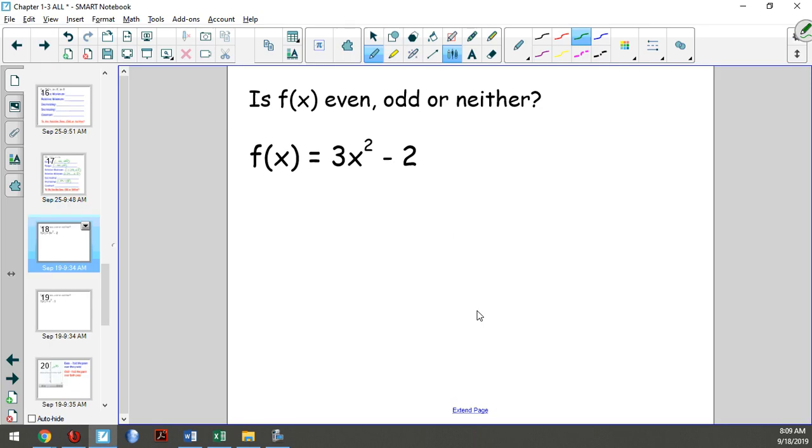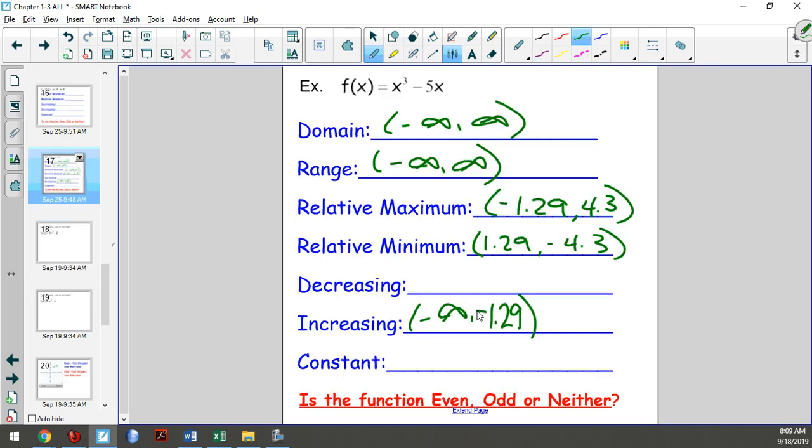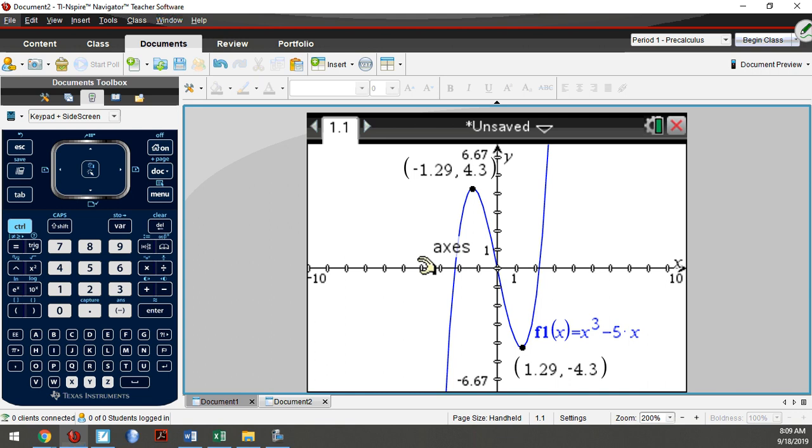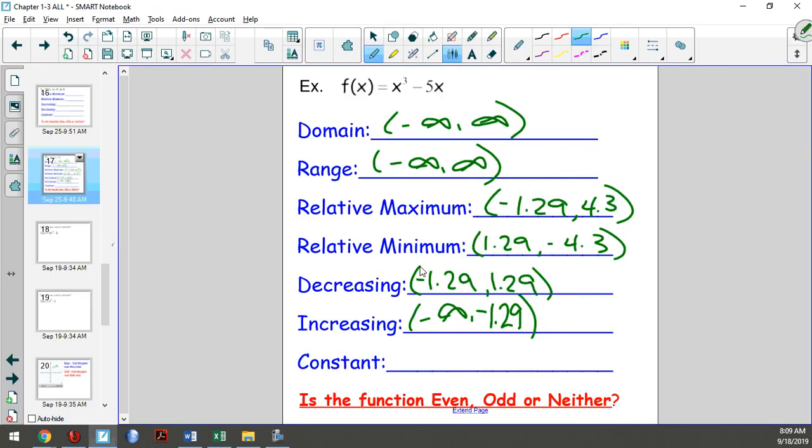Positive 1.29. Oopsie. Okay, so I'm decreasing from negative 1.29 to 1.29. And then what happens at 1.29 again? We can see it starts to increase to where? Infinity. So I'm going to put a U here so that you know it's increasing again, and it starts at 1.29 and goes all the way to infinity.